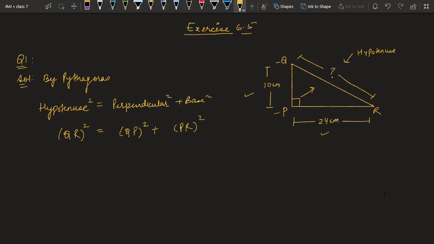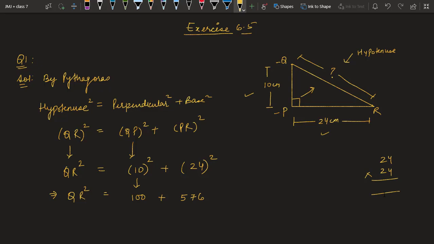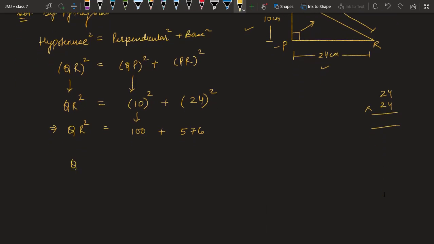Now put the values which you know. This QR is unknown, so we will take it QR only. We know the value of QP is how much? 10 square plus the value of PR is 24 square. Now solving it further, we get 10 square as 100, then we have a plus sign. 24 square is 576. You can find by multiplying 24 two times, because 24 square means 24 into 24 and you will get the answer. Now adding them we get 676.